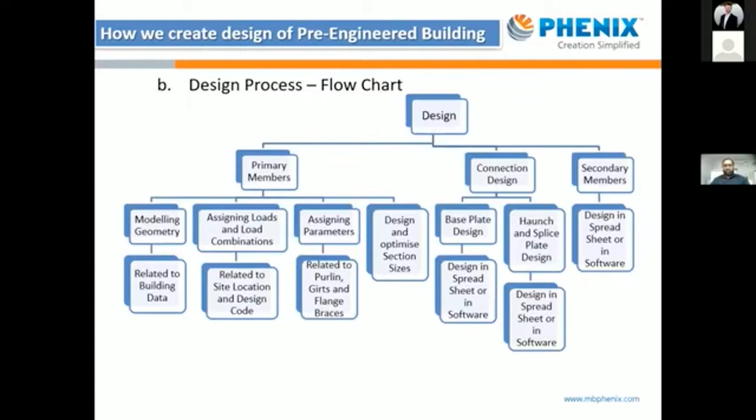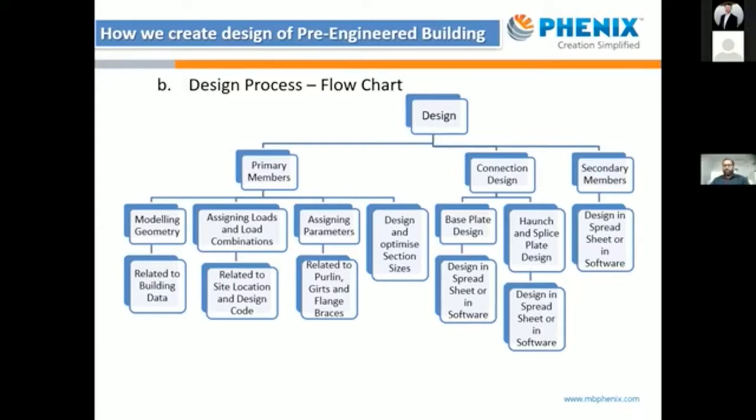We'll see the basic steps here. The design is categorized into 3 parts: primary members design, secondary members design, and connection design. First, primary members. It is the biggest part and a guide for all the engineers. The first step involves modeling of the geometry. This is done in any of the programs. We have plenty of programs available, which we will see in our next slide.